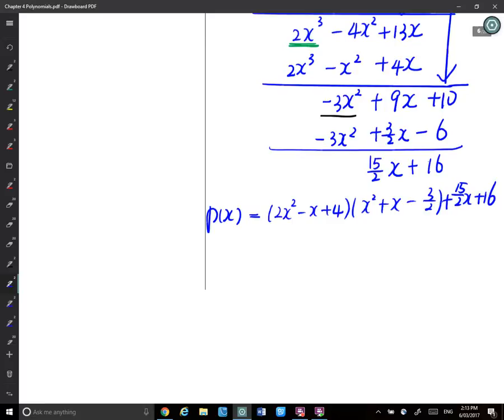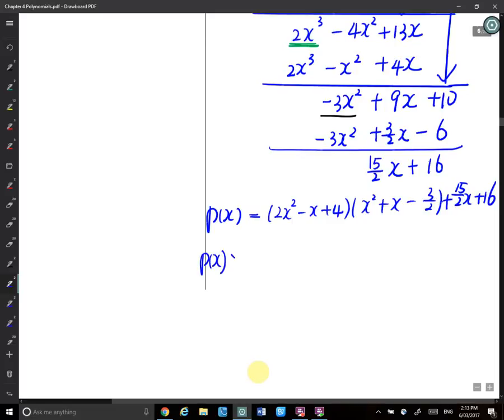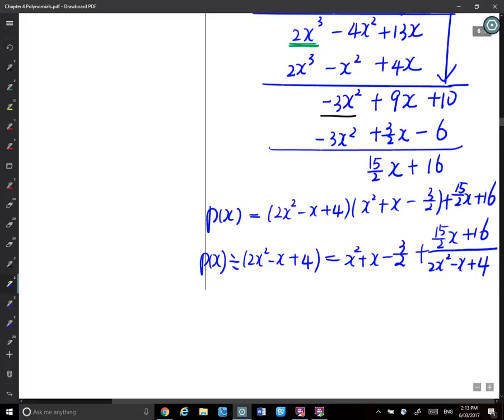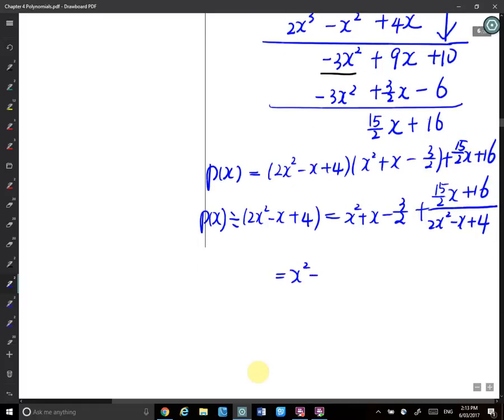Another way to write this will be P(x) divided by 2x squared minus x plus 4 equals x squared plus x minus 3 over 2. That's the whole part. And now plus 15 over 2 x plus 16 over the divisor, which is 2x squared minus x plus 4. And you can simplify that a little bit, times 2 on both top and bottom. That's 15x plus 32 over 4x squared minus 2x plus 8.